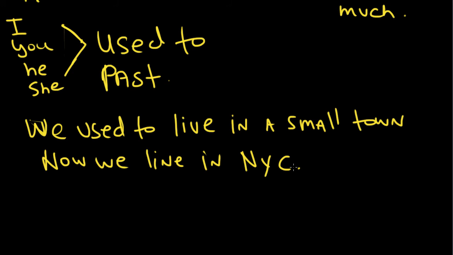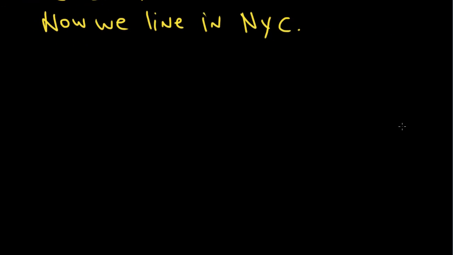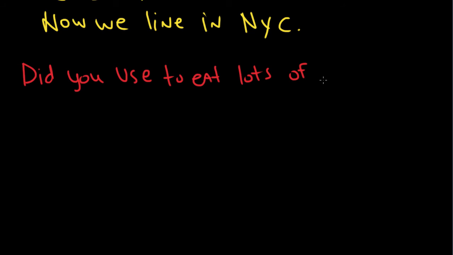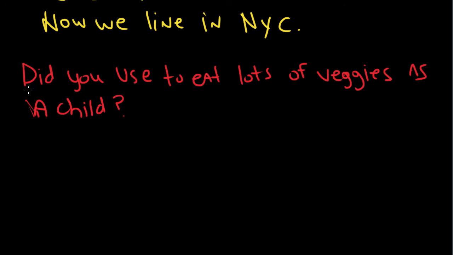When you want to form a question with used to, you can use the auxiliary verb did. Let's look at an example. Did you used to eat lots of vegetables as a kid or as a child? When we change the auxiliary verb did into the past simple, then we change used into the present simple. That's the rules for making questions in English.